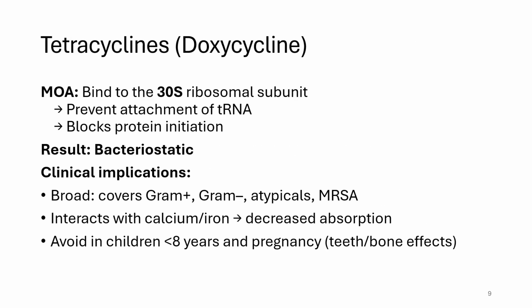Tetracyclines, with doxycycline being the key example. Mechanism of action: tetracyclines bind the 30S ribosomal unit. By doing this, they prevent the attachment of tRNA, which blocks protein initiation. So if the bacteria can't start making proteins, it cannot grow. The result is tetracyclines are bacteriostatic, so they inhibit bacterial growth rather than directly killing the bacteria.